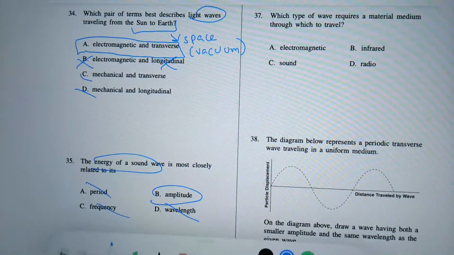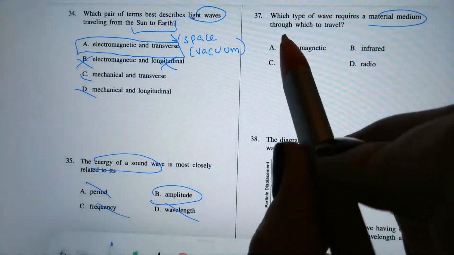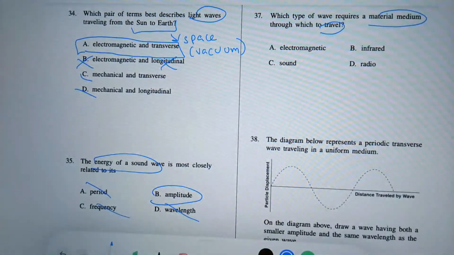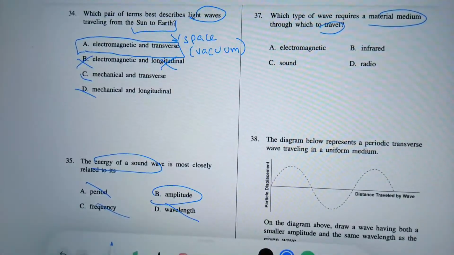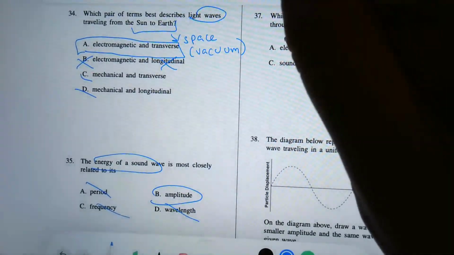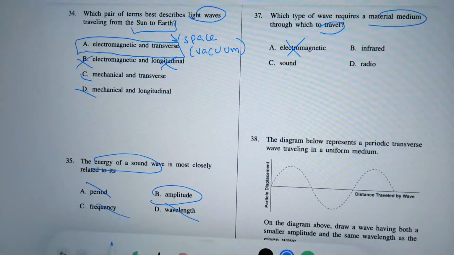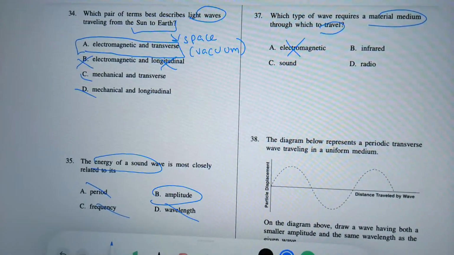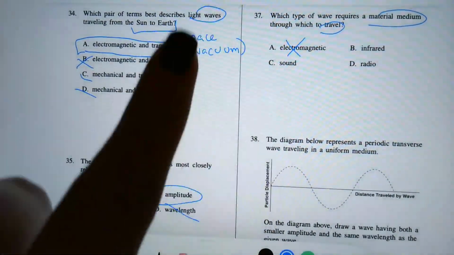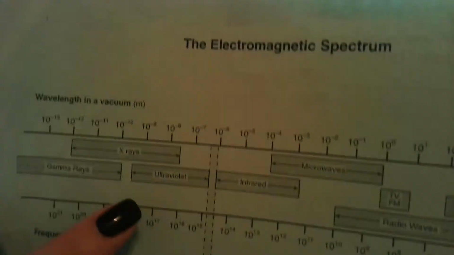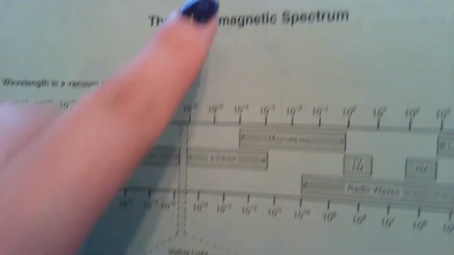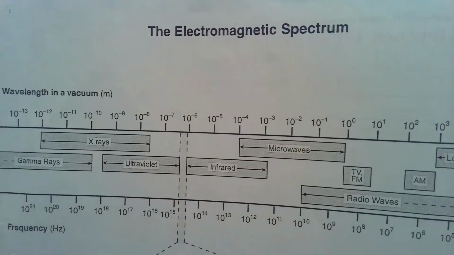37. Which type of wave requires a material medium through which to travel? Okay, it requires it. All right, so these are all examples. EM waves do not require a medium because they can travel in space. So keep that in mind. Electromagnetic is like the overarching umbrella. So then I'm going to look, okay, what are my other options here? Infrared and radio. Oh, that's crazy. Infrared is also an EM wave, meaning it also does not require a medium.